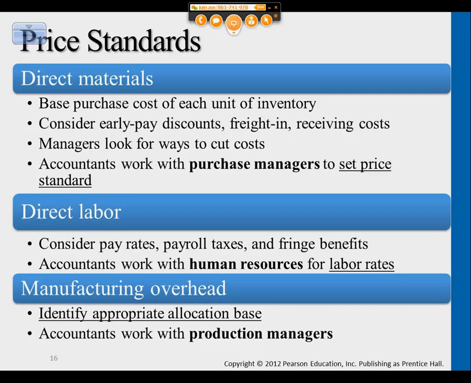All right, so what about direct labor? We'll consider pay rates, payroll taxes, fringe benefits, and our accountants are going to work together with human resources to determine labor rates. And the last one is manufacturing overhead. Accountants are going to work with production managers to estimate manufacturing overhead costs, and then production managers will identify an appropriate allocation base. That could be direct labor hours, direct labor costs, and such. Okay, so that was just a little bit of theory before we start calculating all of it.